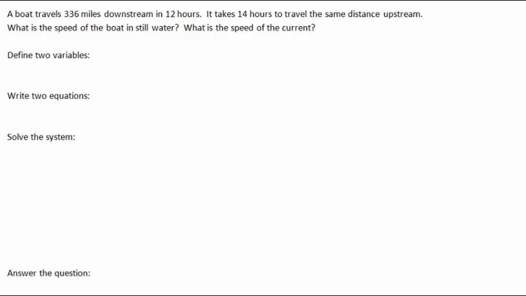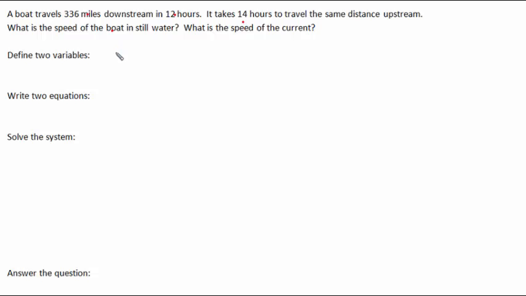All right. Something you're going to want to remember in this problem is that distance equals rate times time. So the distance is given to us. It's 336 miles. And the times are given to us in each situation, 12 and 14 hours. The tricky part is the rate. The rate comes from two things here. The rate comes from how fast the boat's motor is propelling it, and then also how fast the current of the water is. And those are really our two unknowns here.